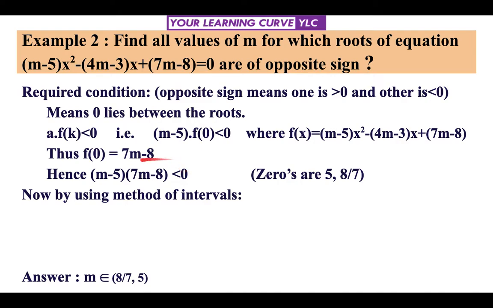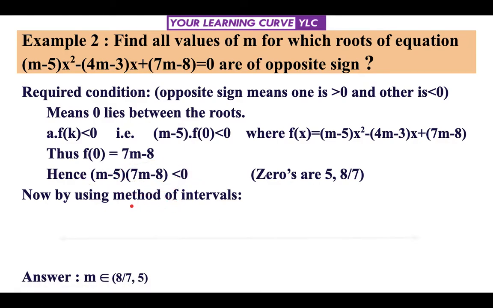So you have to solve this inequality by the method of intervals. If you have any doubts in the method of intervals, you can go and watch my video on method of intervals in the basic mathematics chapter, and then you can solve this inequality. So let's solve this inequality by the method of intervals. First of all, we have to find the zeros of this inequality. There are two zeros. m equal to 5 will make this inequality 0, and 8 by 7, so you have to equate these factors to 0. So m equal to 5 and m equal to 8 by 7 are the two zeros of this inequality.